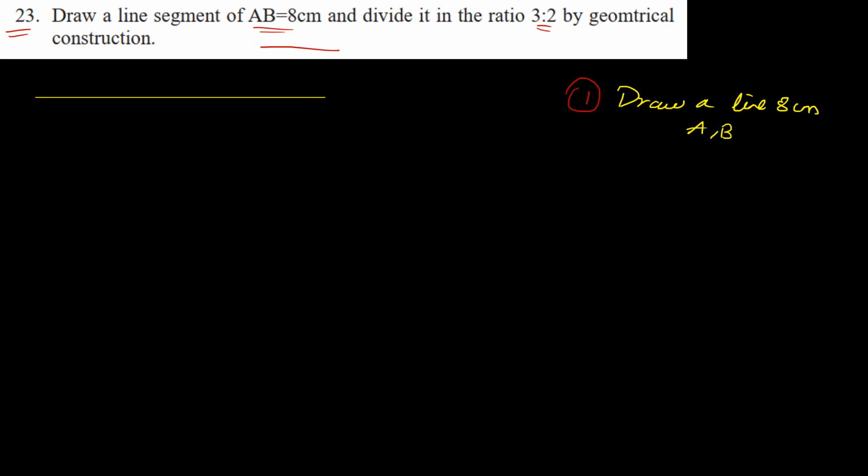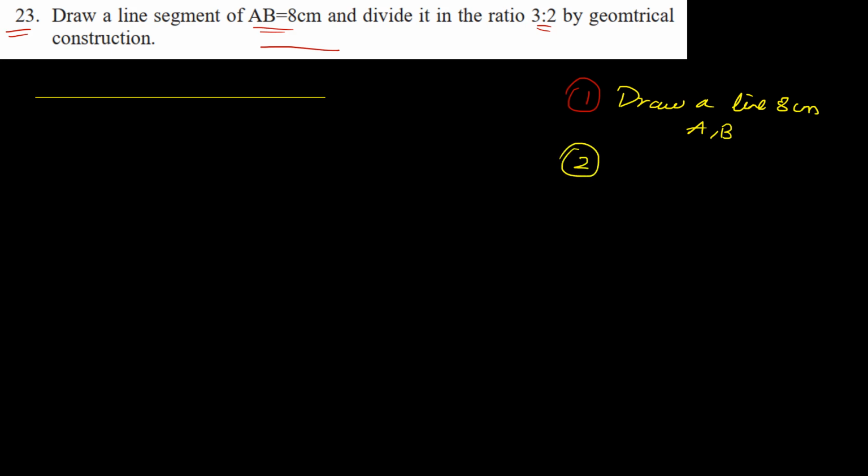Next question is 23rd question. Draw a line segment AB of 8 cm and divide it in the ratio 3:2 by geometrical construction. They have told there is an 8 cm line and you need to divide it into 3:2. So how to do it geometrically? First step, draw a line segment. First, draw a line of 8 cm and name it as A and B.